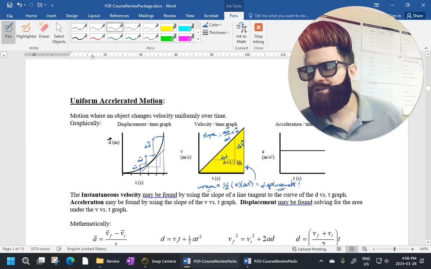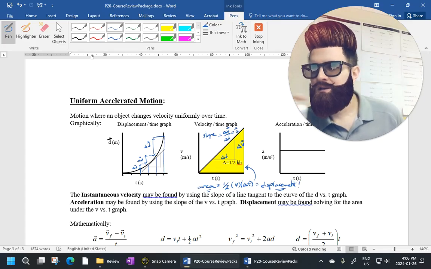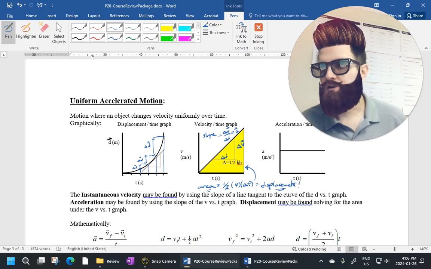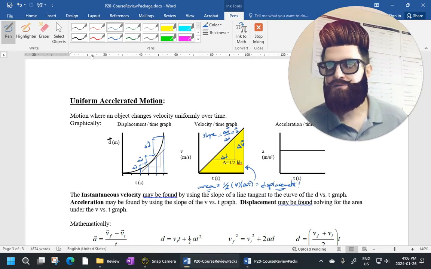Now, we could do some things with acceleration time graphs, but we never really did. But if my acceleration is constant, then I'll just have a flat line there. If it's not, then we get what we call a jerking motion, and then that can go to a jerk graph, and then snap, crackle, pop graphs from there.